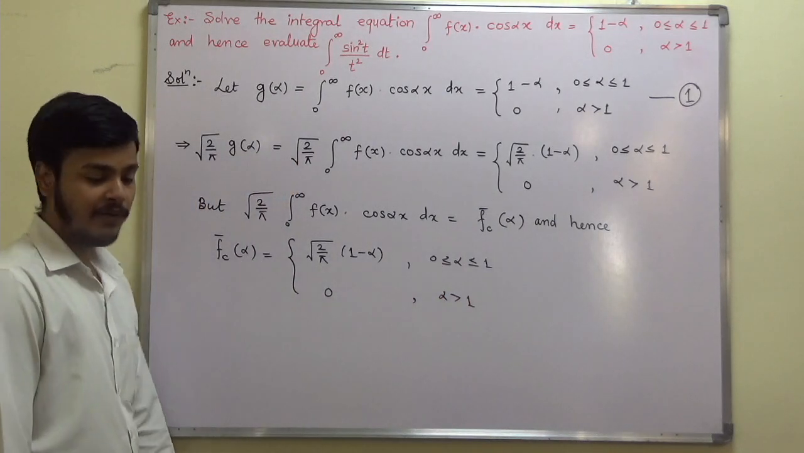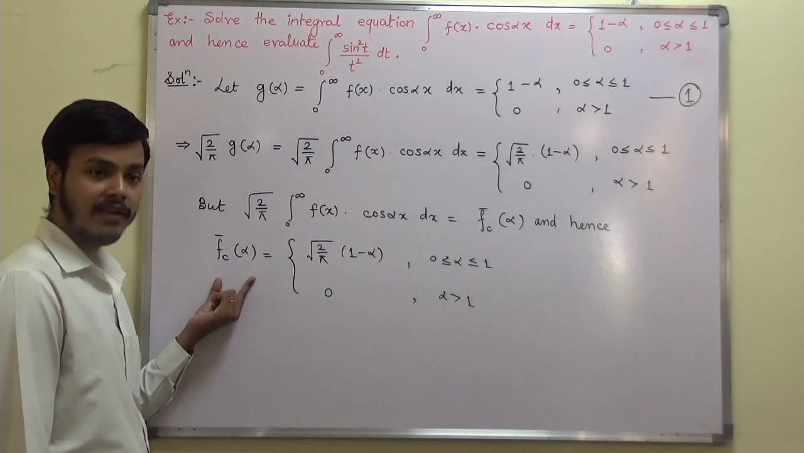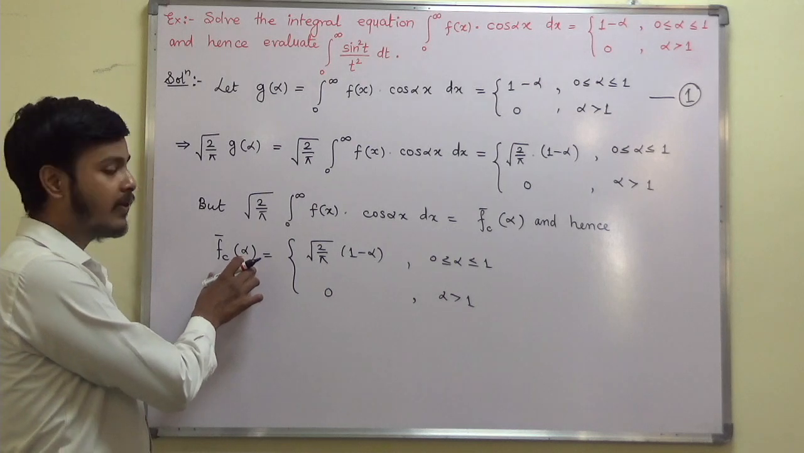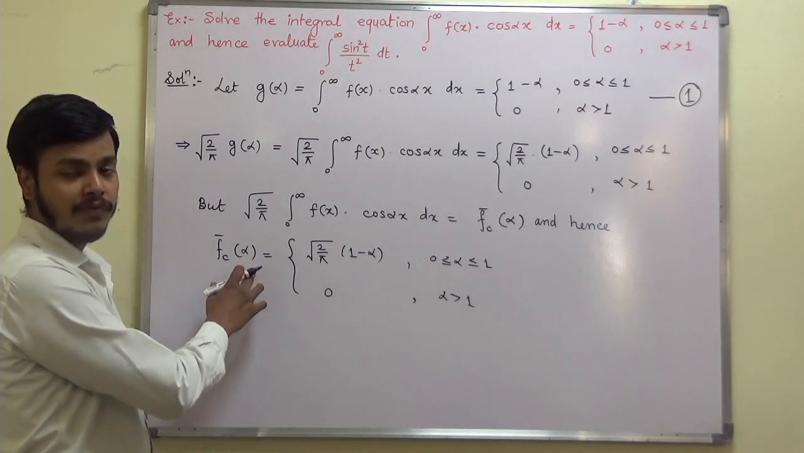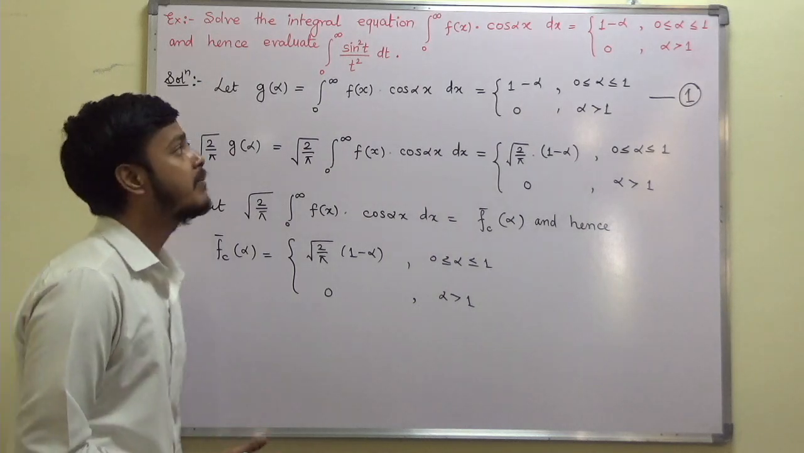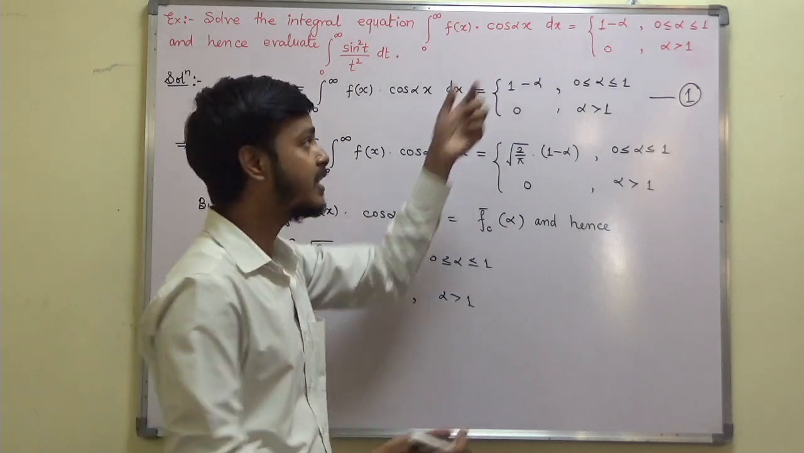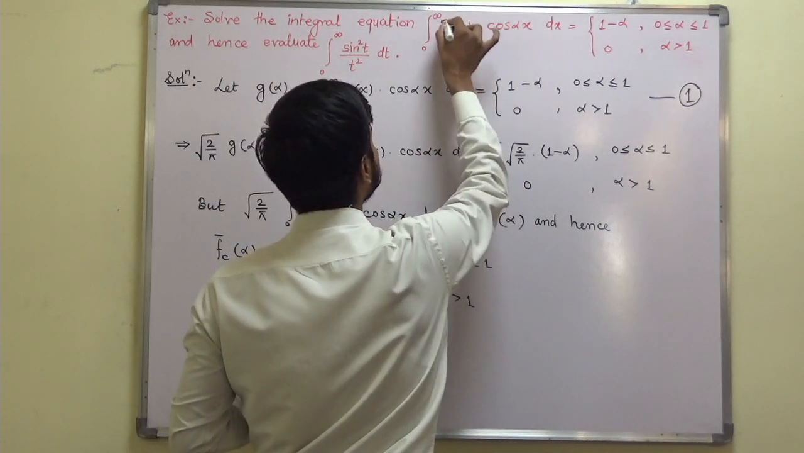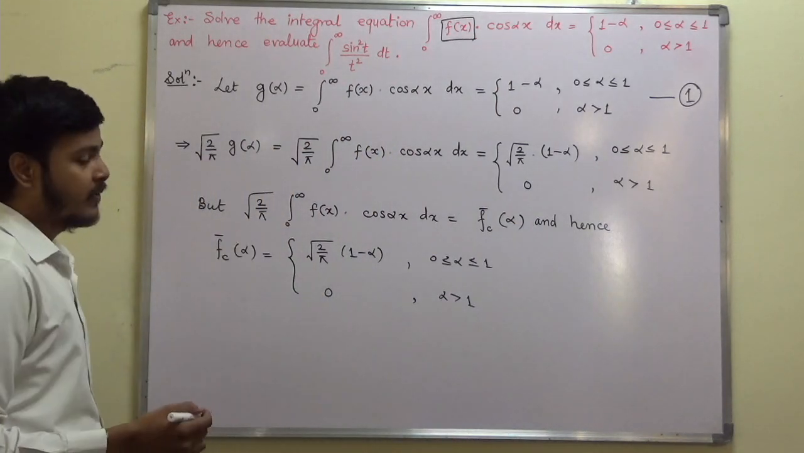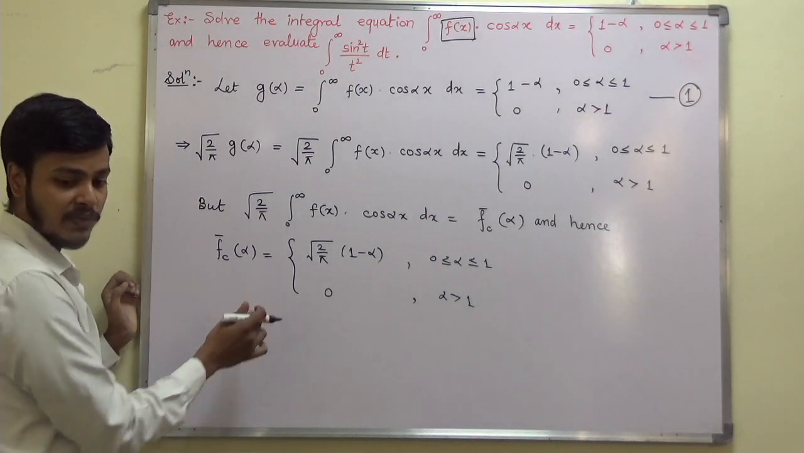Simple. Now once you have got the Fourier cosine transform, the next step is to take the inverse Fourier cosine transform. Why? Because my objective is to get the solution of this integral equation, meaning I need to find this unknown function. So I just need to apply the inverse Fourier cosine transform.